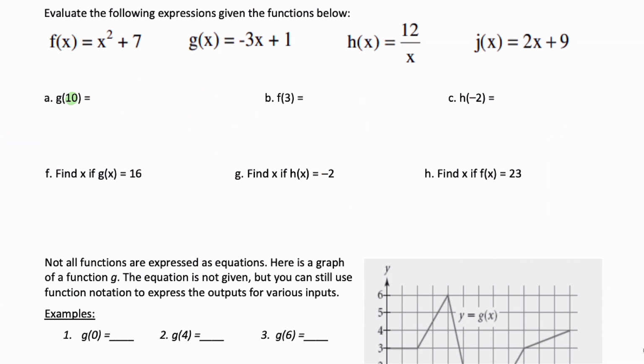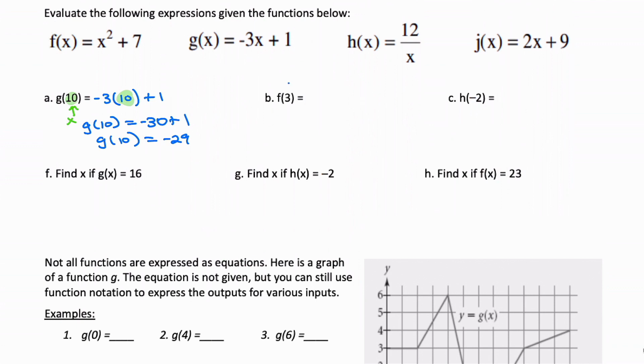So I write g of x is equal to negative 3 times, there's an x, I'm going to replace it with the number 10 plus 1. Notice that I'm replacing the x because that was an x value right here. All right, what do I get? I get g of 10 is equal to negative 30 plus 1. G of 10 is equal to negative 29. And again, that tells you when x is 10, then your y value is negative 29.